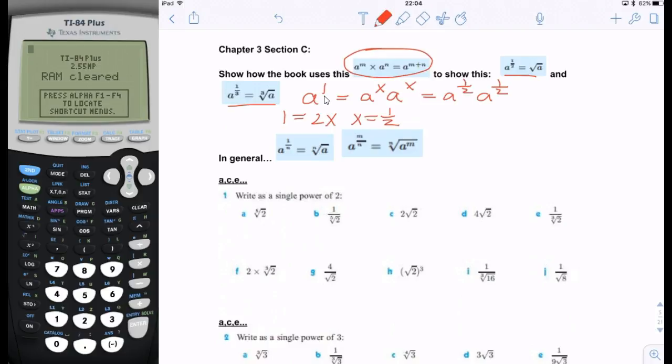But we know that if we have a to the first, that's the same as a, right? And a divided into two factors which are the same is square root of a times square root of a. So we've just shown that square root of a is actually the same as a to the 1/2. We can show the same thing with a to the 1/3.